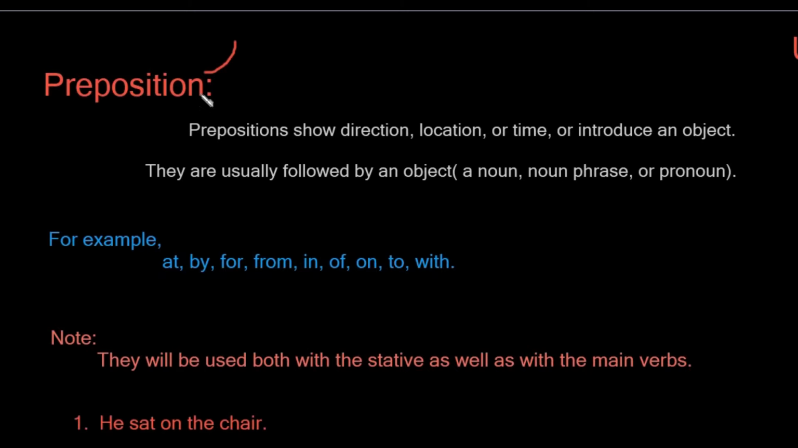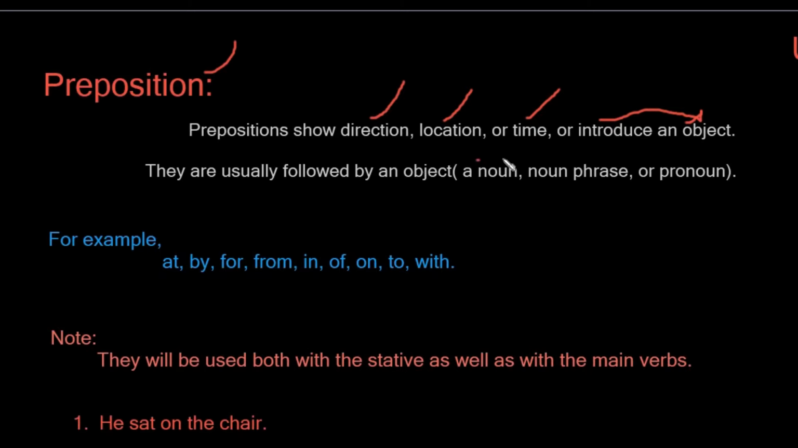So what is a preposition? A preposition shows direction, location, time, and introducing object. So these are the points of a preposition. They are usually followed by an object. This is absolutely true. They are always followed by an object.